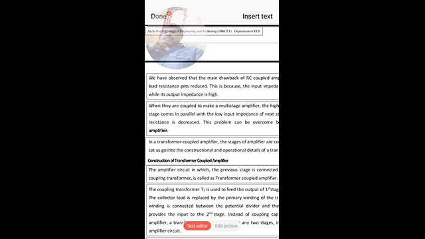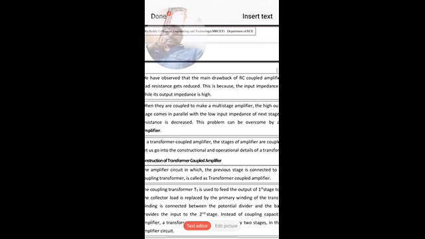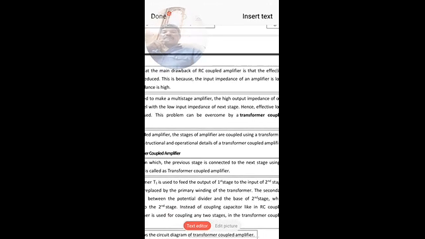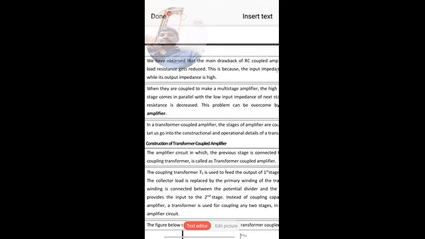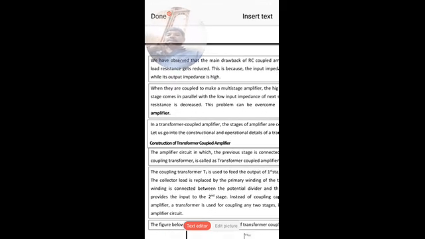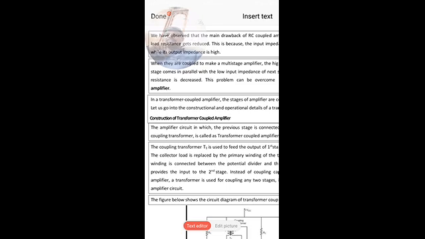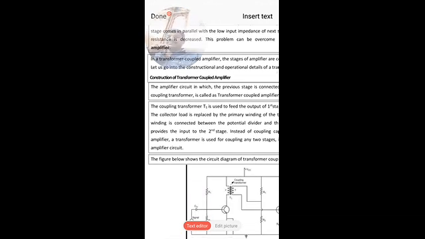In a transformer coupled amplifier, the individual stages of the amplifier are coupled using a transformer. Let us see the construction of a transformer coupled amplifier. In the transformer coupled amplifier, the output of one stage is connected to the input of the next stage through a transformer. Hence it is known as a transformer coupled amplifier. You can see the figure.